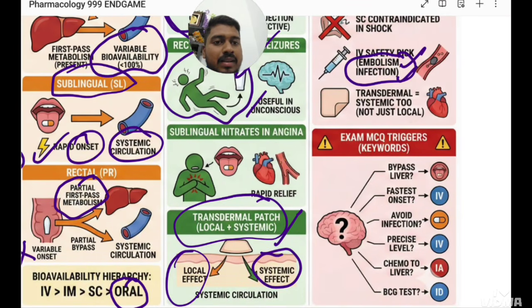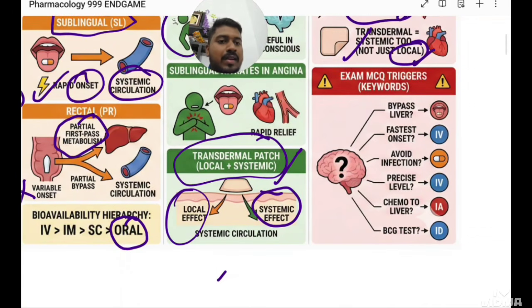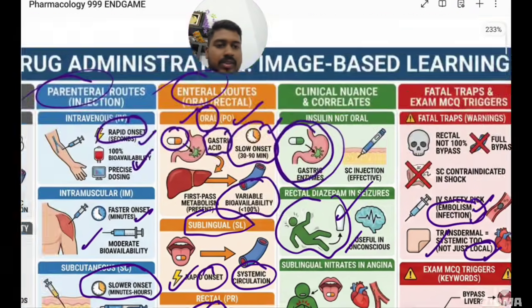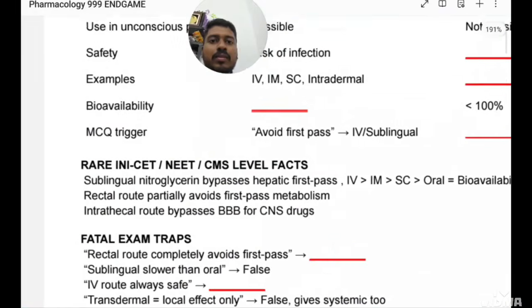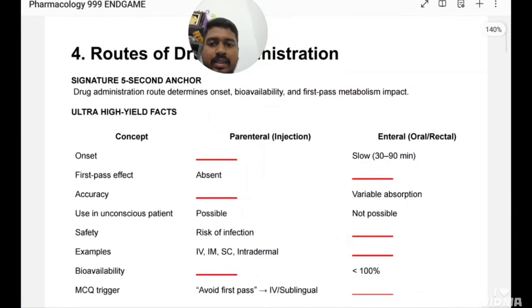And fourth, transdermal gives not only a local effect, it also gives a systemic effect, because slowly, on a long-term basis, the drug gets absorbed into the systemic circulation also, okay. So we'll go into the questions, okay. There are some important concepts to clear also among the questions. So onset, okay, parenteral route is rapid onset.